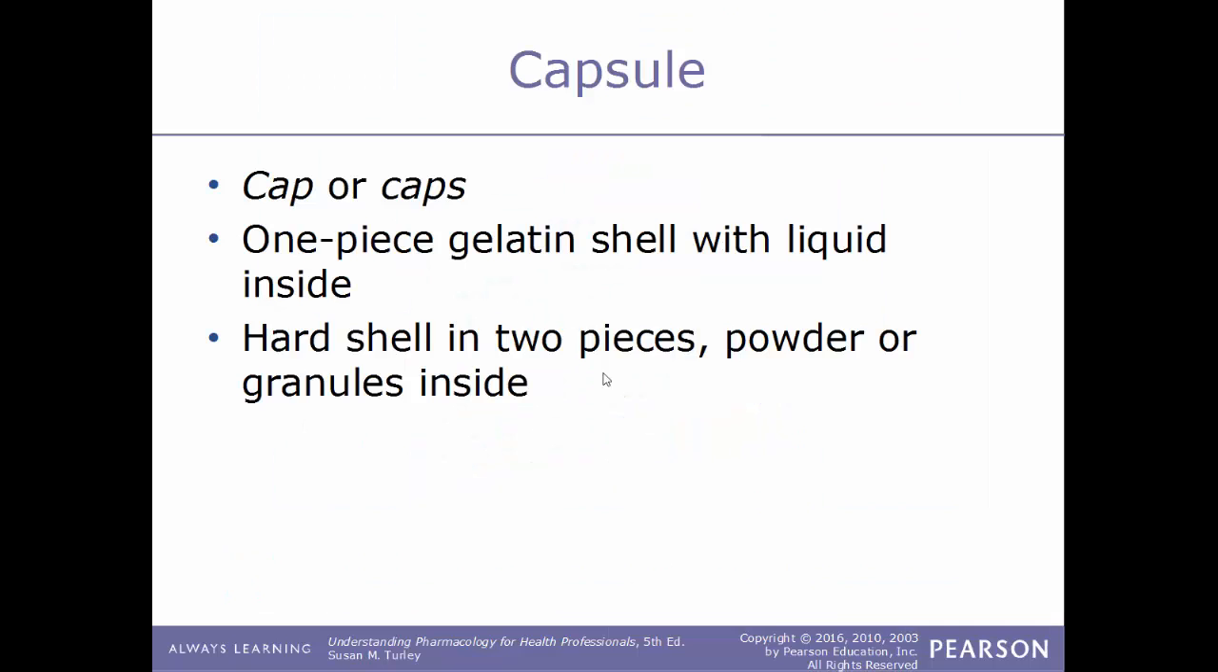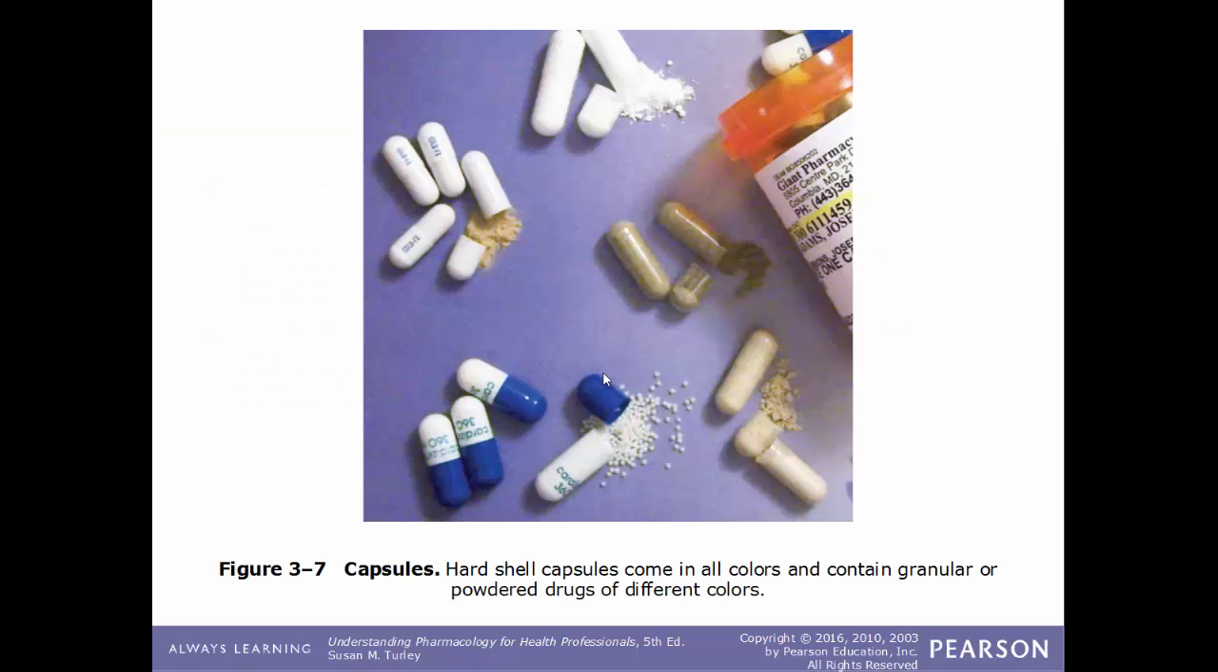Alright, now we'll talk about capsules, also known as cap or caps for short. This is a one-piece gelatin shell with a liquid inside. It can also be a hard shell that comes in 2 pieces that pull apart. And when you pull it apart, you have either granules or powder inside the 2 shells. Here are some examples of capsules, a variety of different colors depending on the manufacturer of the drug and the drug itself.